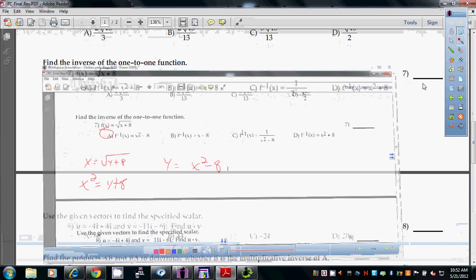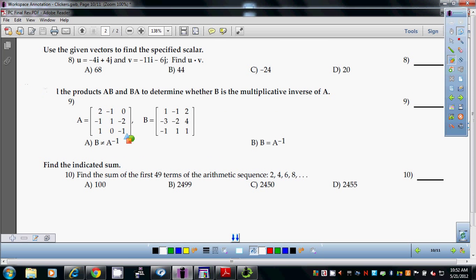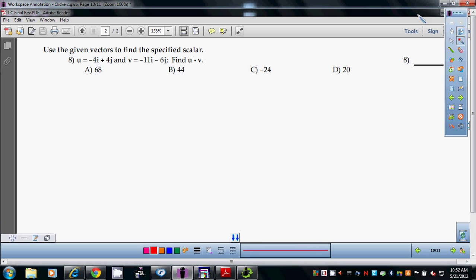All right, we're moving. Number 8. Use the given vectors to find the specified scalar. So it looks like all it wants is u dot v. How do we find a dot product? That's right. Take the two i coefficients, so that's 44, plus the two j coefficients, which is negative 24. Add those together, and you get 20. Very good.